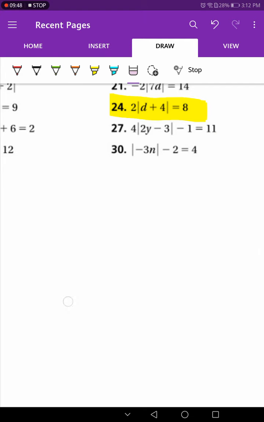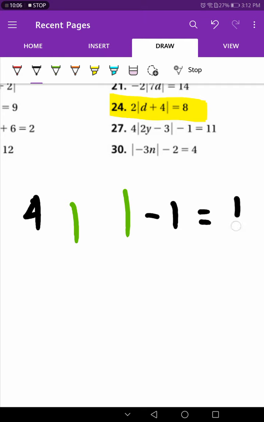Now let us move to 27 and 30, and we're done. Now it is 4 multiplied by the absolute value of d plus 4, minus 1 equals 11.